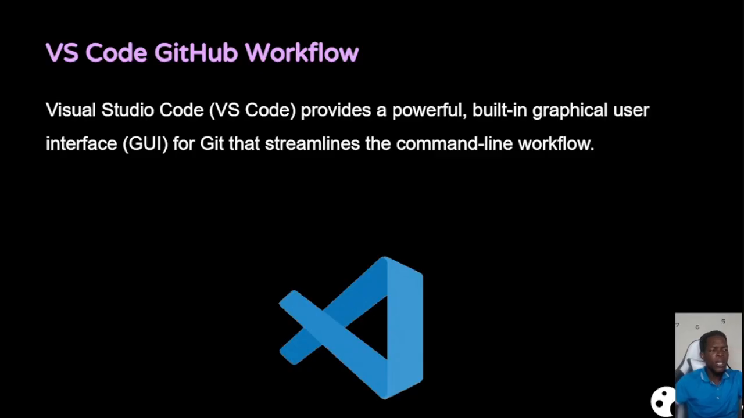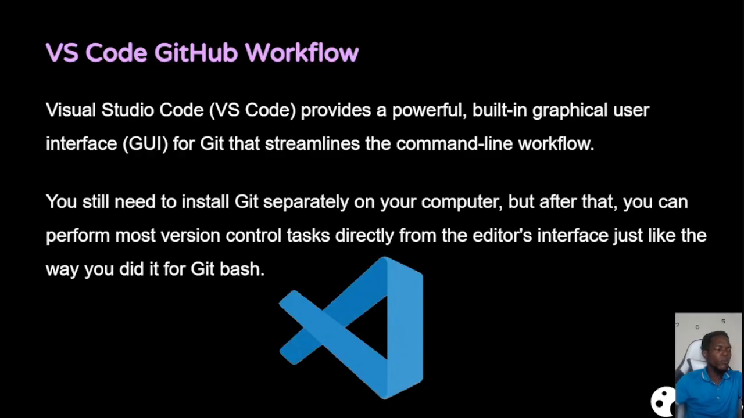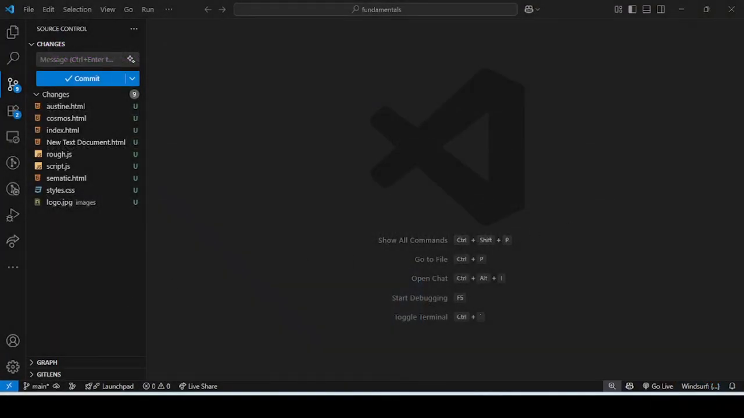VS Code provides a powerful built-in graphical user interface for Git that streamlines the command line workflow. Exactly what I just showed you. We've done this already, you still need to install Git separately in your system. But after that, you can perform most version control tasks directly from the editor's interface, just like we did with Git Bash. So this is exactly the practical we just did, connecting our GitHub to our Git using VS Code.